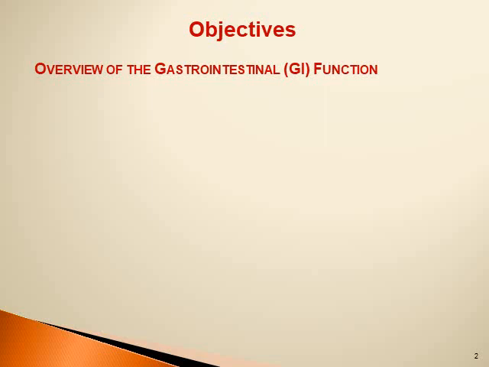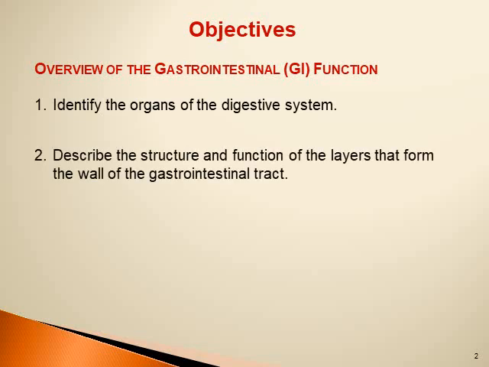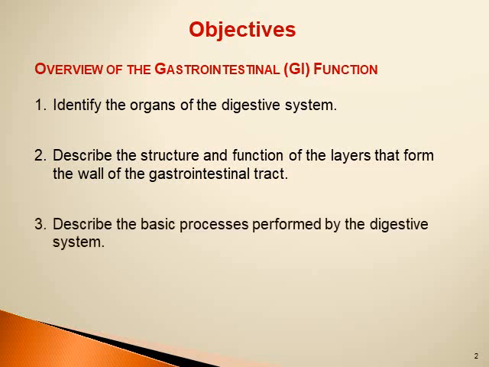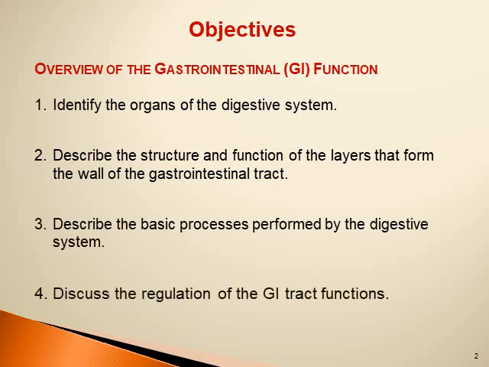The objectives of the first part of the lecture are to identify the organs of the digestive system, to describe the structure and function of the layers that form the wall of the gastrointestinal tract or the alimentary canal, to describe the basic processes performed by the digestive system, and discuss the regulation of the GI tract or the alimentary canal function. And when we talk about the regulation, usually we mean mainly the neuronal and hormonal regulation.